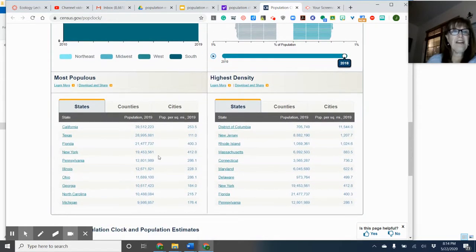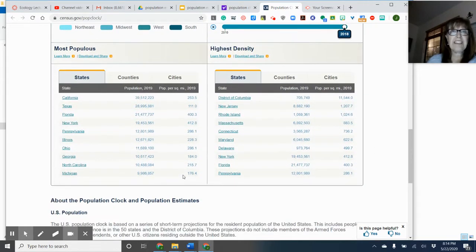All right, so if we look at the most populous states, California, of course, is the most populous state, followed up by Texas, then Florida, then New York. And those probably didn't surprise you. And you can kind of see the other populous states.